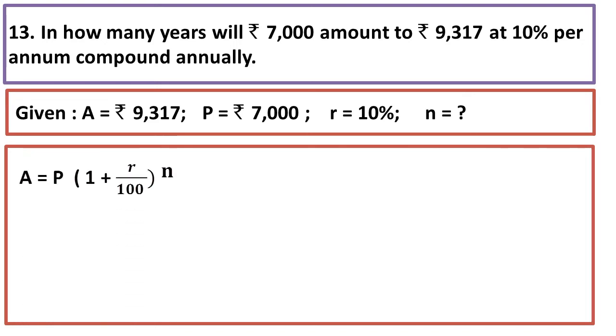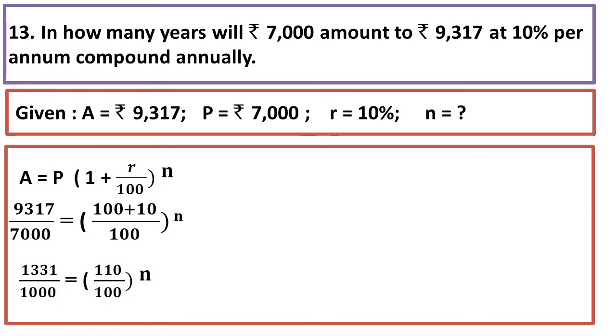So use the formula amount is equal to P into 1 plus R by 100 to the power n. Substitute A as 9,317, P as 7,000 and R as 10%. Keep n as it is. While simplification, if you simplify 9,317 by 7,000, if it is divided by 7, it results as 1,331 by 1,000.